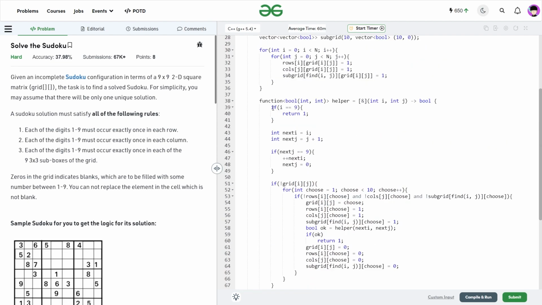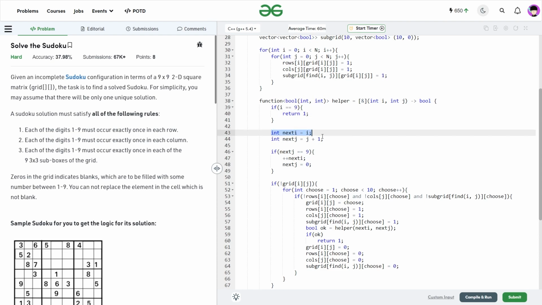In my helper function, I see if the row number is 9. That means I have crossed all the rows, right? Because the rows were from 0 to 8. If the row number is 9, that means I've crossed all the rows and I've completed the grid. So this will be the base condition and I can return true from here. That means I have found a valid solution.